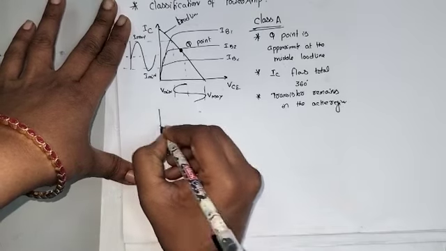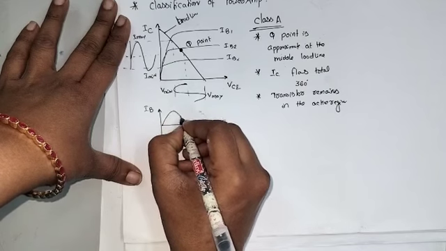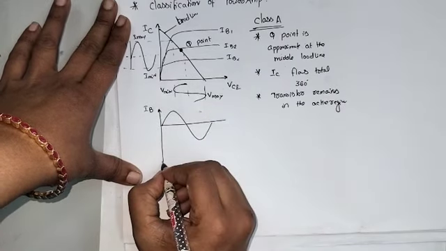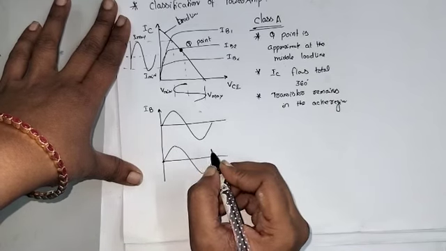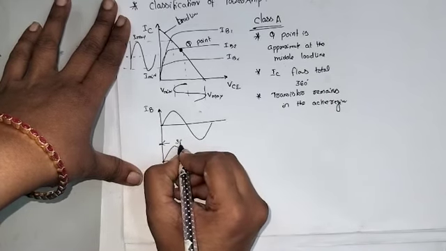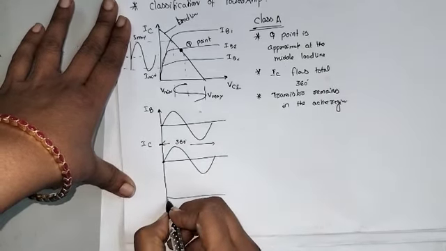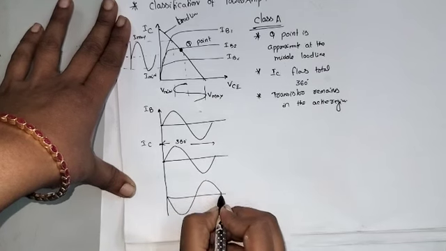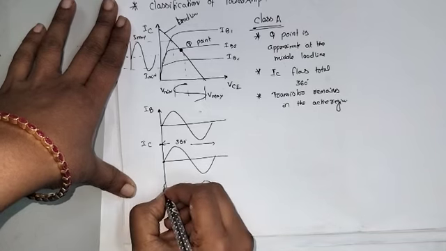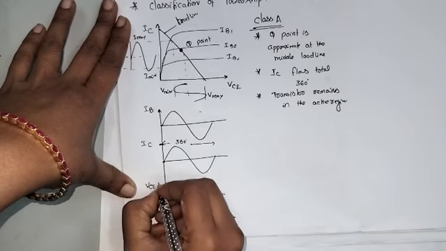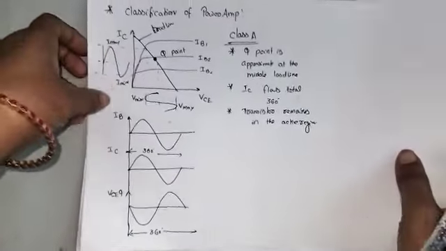Considering the waveforms, IB is the input current, and IC is the output current. The collector current flows for the total 360 degrees. This is IC, and the third one is VCE, the negative phase. So these are the output waveforms for class A power amplifiers.